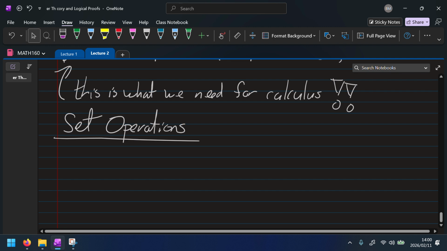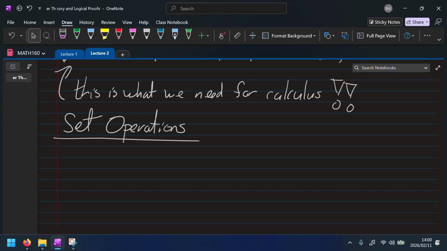Okay, so given a set, or sometimes two sets, what can we do with them? We're going to look at combining them in certain ways, taking their difference, taking their power sets, and so on. There's a number of things we can do with these sets.